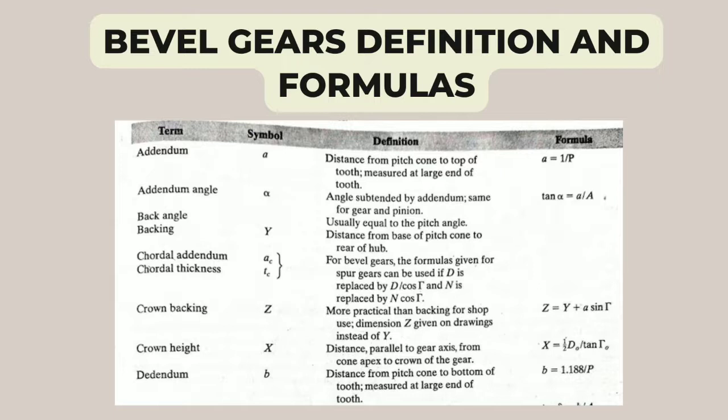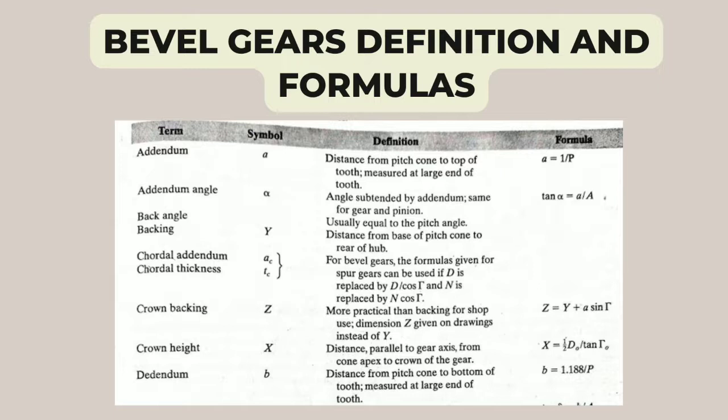Chordal addendum and chordal thickness. For bevel gears, the formulas given for spur gears can be used if D is replaced by D/cos F and N is replaced by N/cos F. Crown backing is more practical than backing from the shaft end. Dimension C is given on the drawing instead of Y. Crown height is the distance parallel to the gear axis from the cone apex to the crown of the gear.